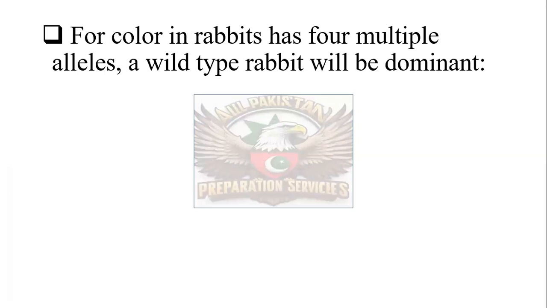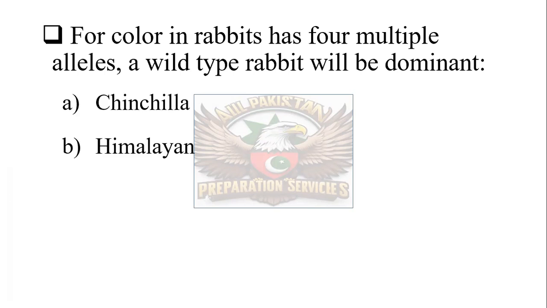Color in rabbits has four multiple alleles. A wild type rabbit will be dominant chinchilla, Himalayan, albino, or all. And the correct one is all. Color in rabbits has four multiple alleles. A wild type rabbit will be dominant in all cases.